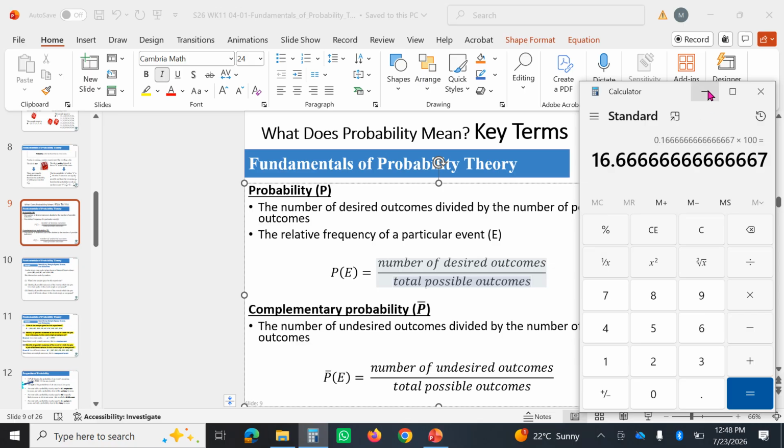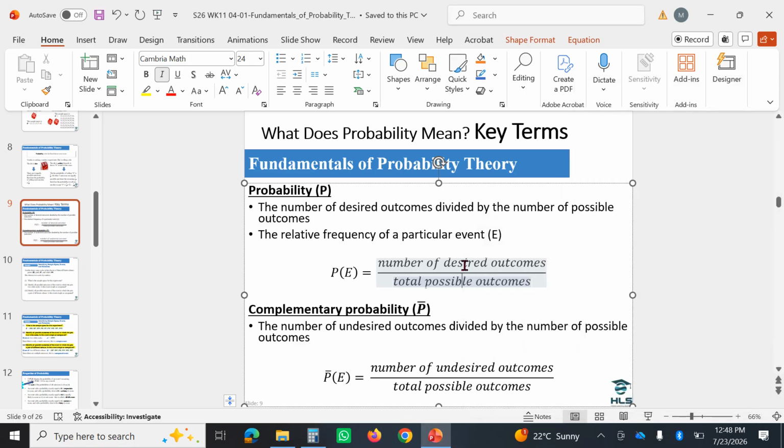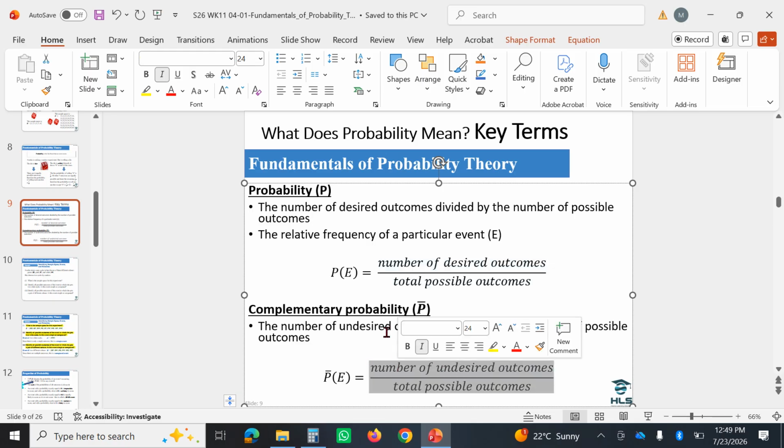There's a 16.7% chance of hitting that 5, right? I want a 5. There's 1 of them. There's 6 outcomes. 1 divided by 6. So there's a 16.7% chance of hitting a 5. Okay. Now, the complementary is hitting everything other than a 5.